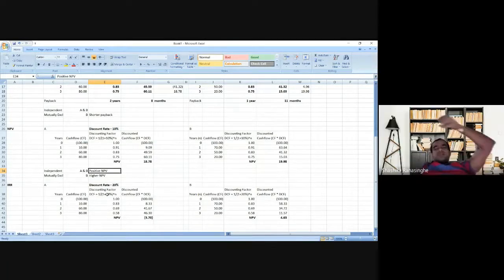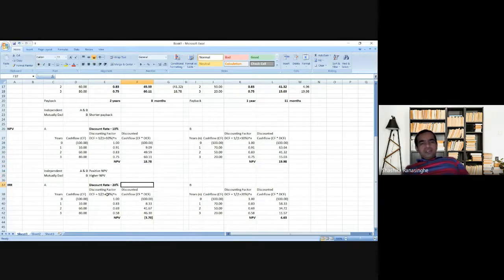It's decreasing. At a 10% discount rate, A has a net present value of 18. Whereas if you increase the discount rate to 20%, the NPV drops to -3. At 10%, B has an NPV of 19.9, but when the discount rate increases to 20%, NPV drops to 4.6. So as the discount rate keeps going up, the net present value keeps dropping. That is a relationship. So to calculate IRR, you need to calculate net present values at two different discount rates.